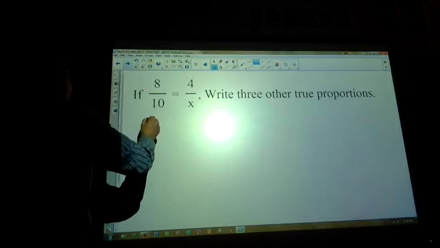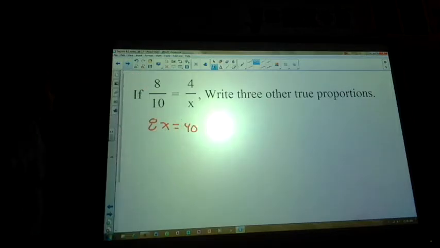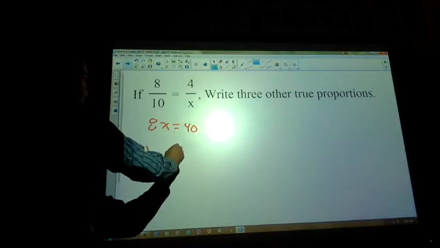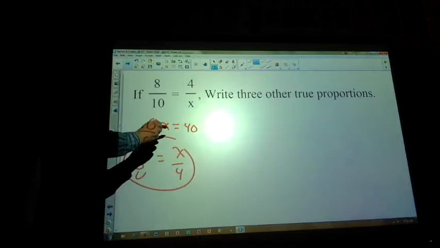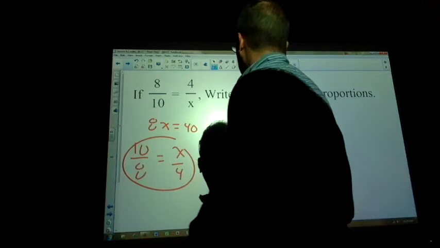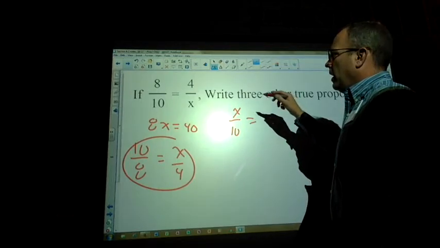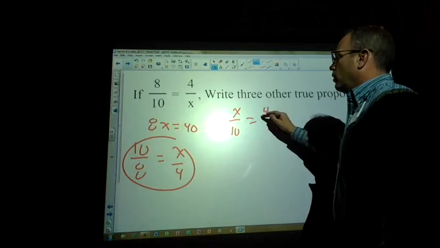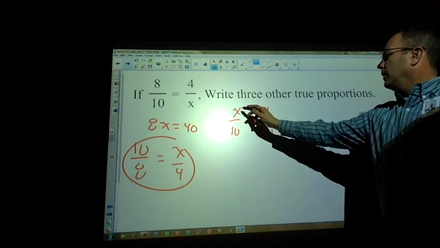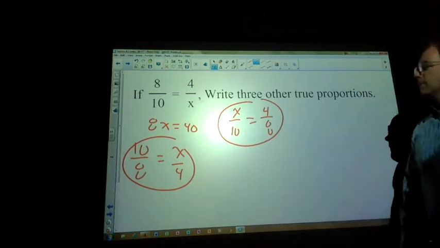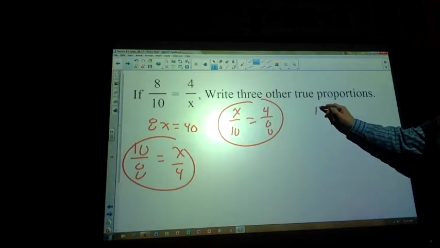Okay, so this gives me 8x equals 40. Cool. So we wanted to somehow do it the other way. So I know that 10 over 8 equals x over 4. Again, if I cross it, 40 equals 8x works. If I go x over 10 and 4 over 8, 8x, 40, that work? And then the flip over that.